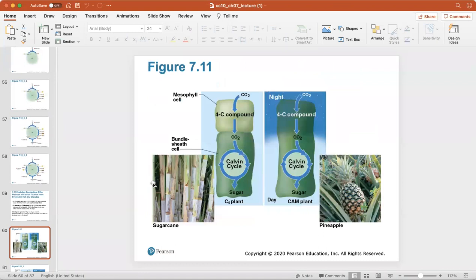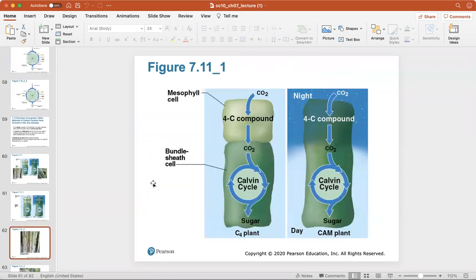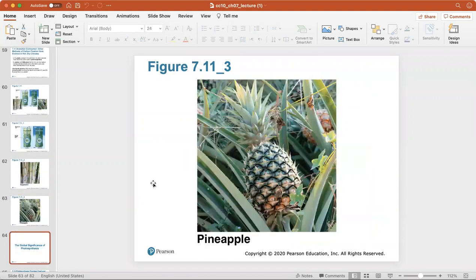So here's just a look at the difference between sugarcane and pineapple and how different plants will use and fixate their carbon dioxide to create sugar. The sugarcane and the pineapple.